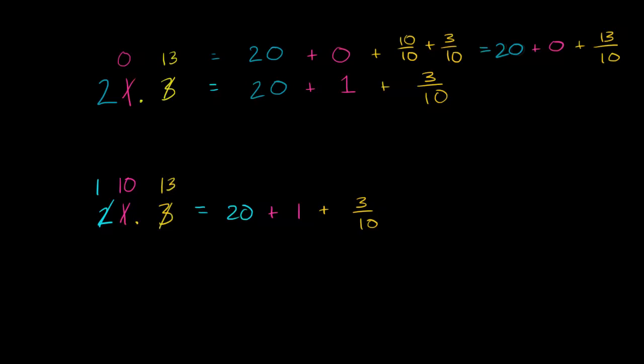Well, let me be clear what I did. I could rewrite this as 10 plus 9 plus 1, which is the same thing as 20. And of course we have what we have in our ones place, plus 1 plus 3 tenths. And what I want to do is take this 9 that I took from the tens place, and give it to the ones place.